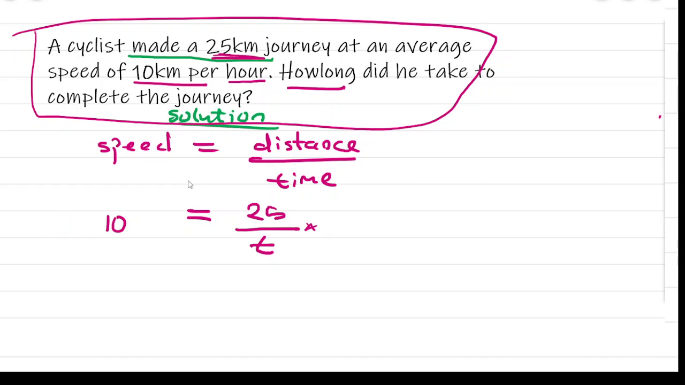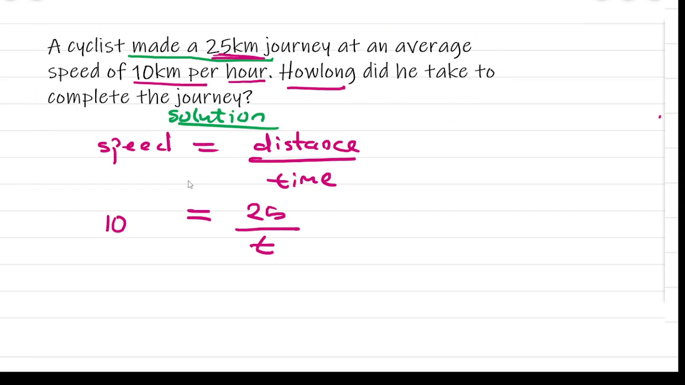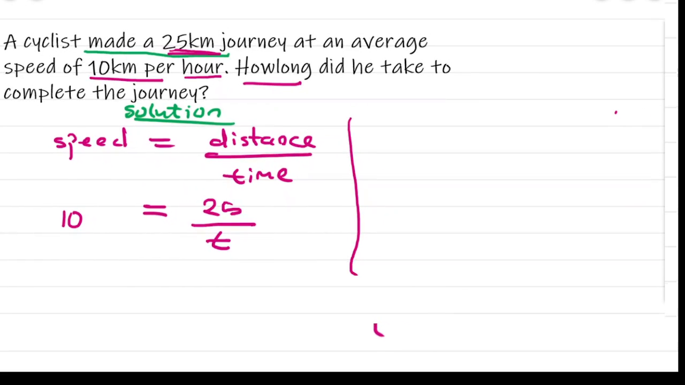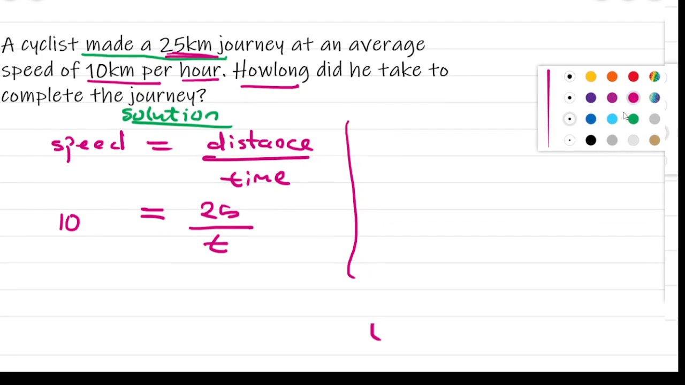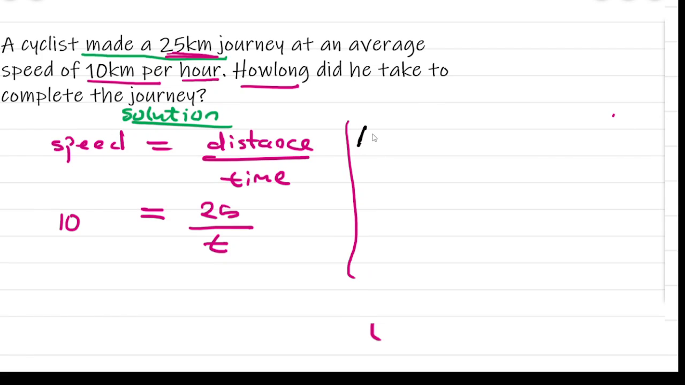So this is how we are going to work on it. What we'll do now is to solve this equation. Let's just shift it over here and change color a bit. Let's go black. So we have 10 equals 25 over t. What we'll do is to multiply both sides by the number on the denominator.